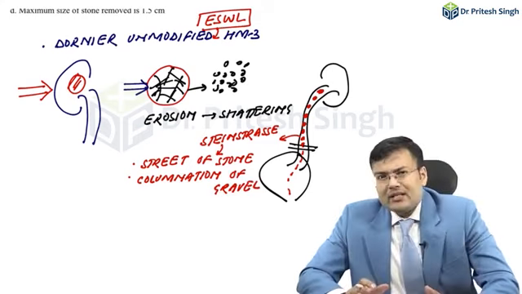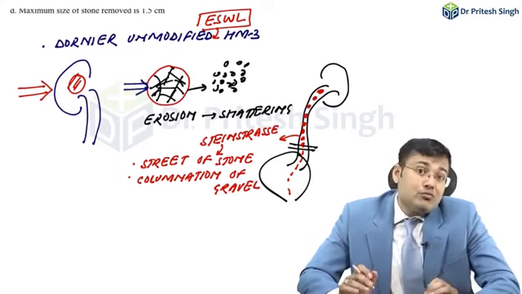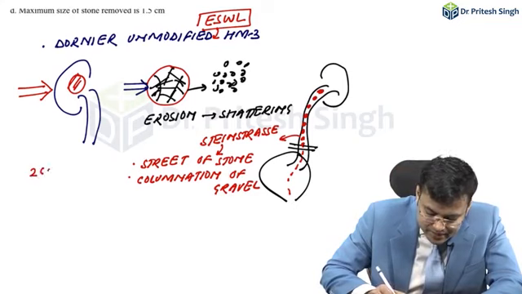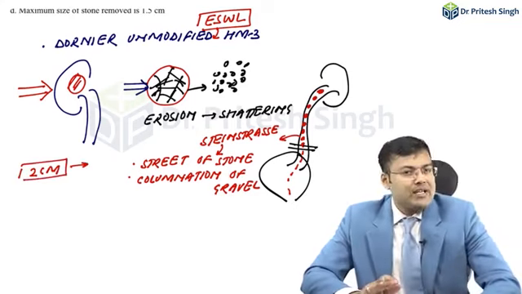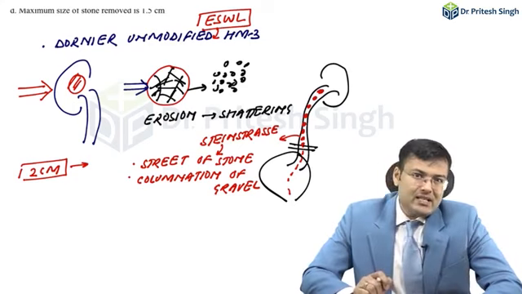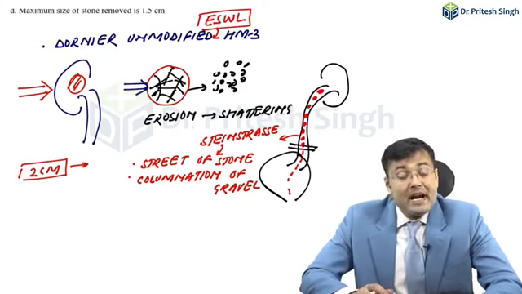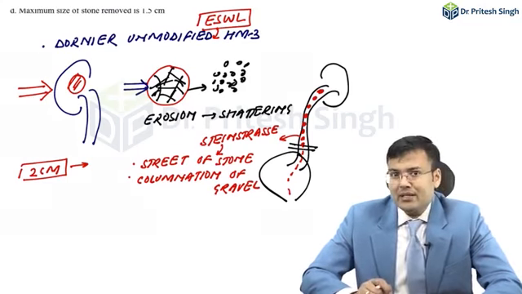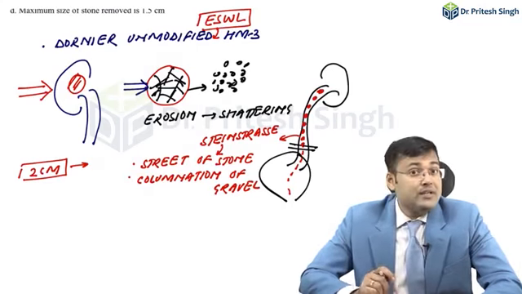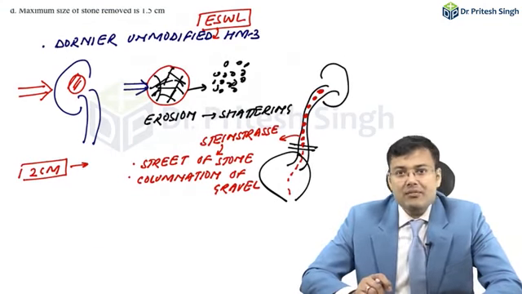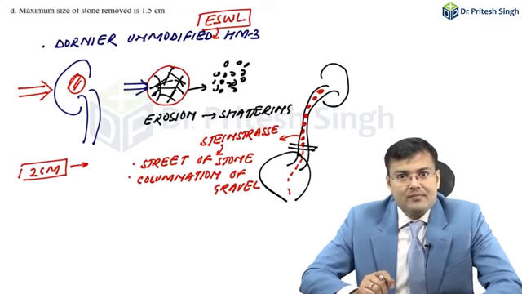After that, this ESWL is useful for most of the stones, but the maximum size which can be removed is 2 centimeter. In the kidney, the maximum size removed by ESWL is 2 centimeter. After that, there are certain stones which are very hard, not easily broken by ESWL, and I told you the mnemonic BHC2: brushite, hydroxyapatite, cystine, calcium oxalate monohydrate.